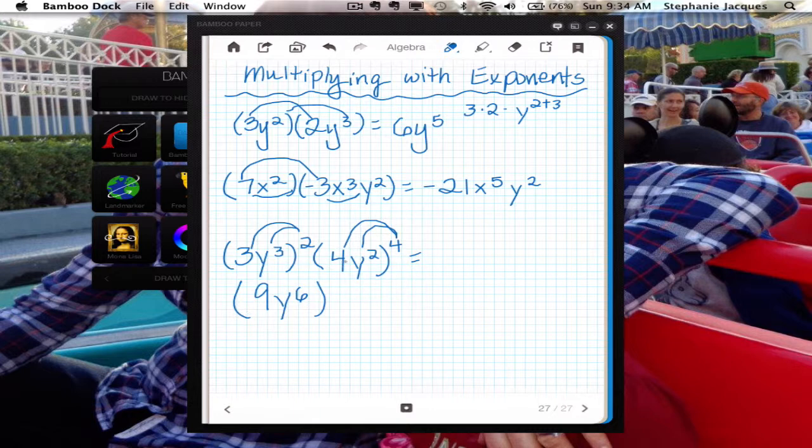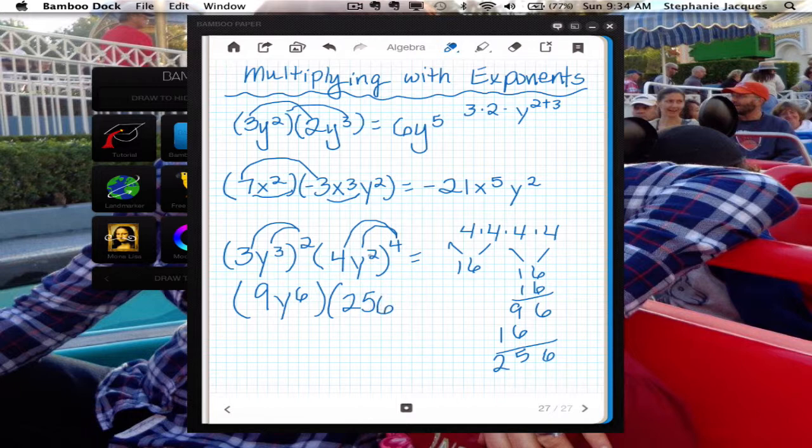Now we have 4 to the 4th power. And 4 to the 4th power looks something like this. And what I like to do is break it down into groups. So I have 16 and 16. So now I just need to multiply 16 times 16. And I'm going to get 256. So I know I have 256. And now I have 4 sets of 2 y's. So that's going to be y to the 8th.